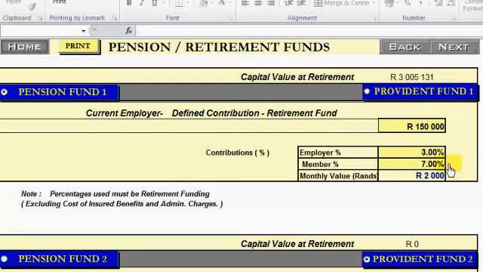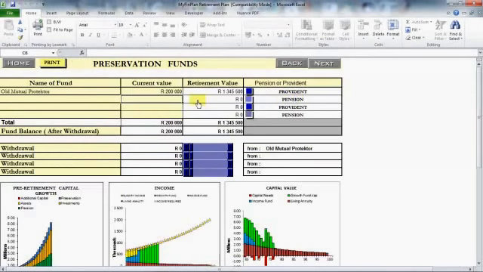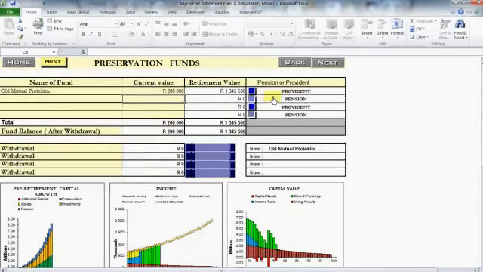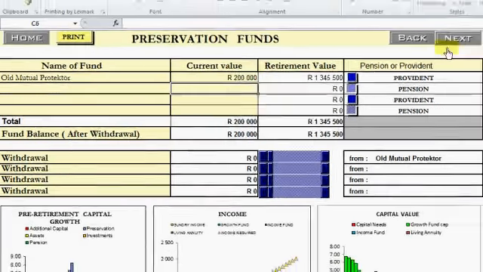Then Joe has his own contribution, which gets deducted off his salary, and that's 7% per annum, giving him a total retirement funding contribution of 10%, which amounts to 2,000 Rand per month. At his previous job, Joe was also a member of a retirement fund, in this case a provident fund, and when he left, he had the foresight and discipline to, rather than take the money, which he can do, transfer it into a preservation fund and gave it to Old Mutual's Protector Fund.